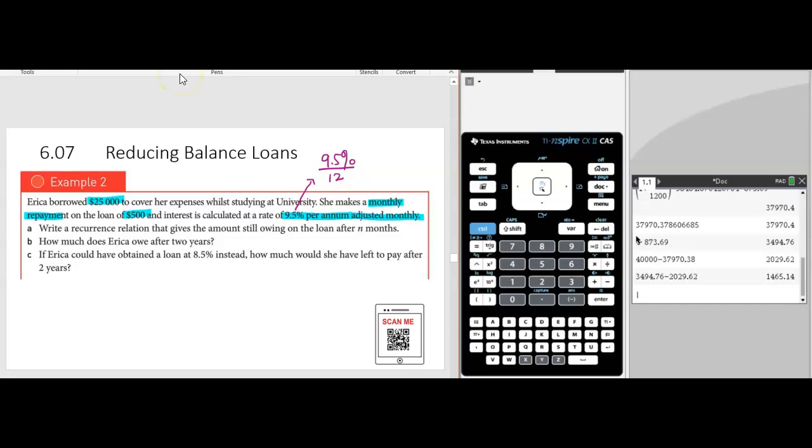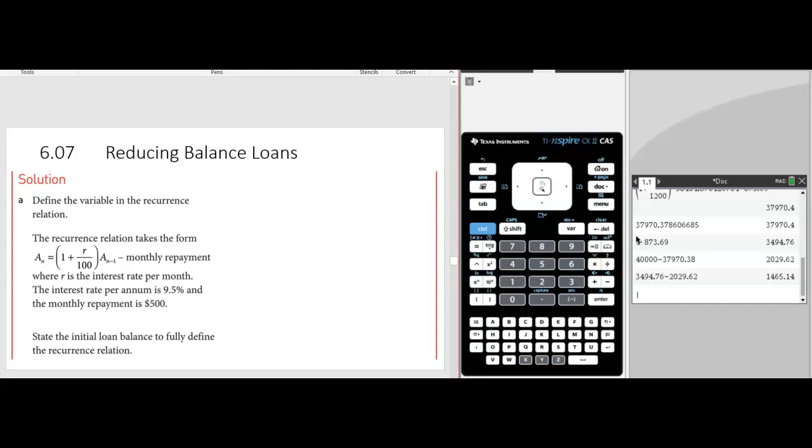Now for section A, they want you to write the recurrence relation that gives the amount still owing on the loan after n months. Now let's look at how to solve A. Find any variable that you want to represent it. You can use any alphabet, so I'll just choose A_n. What does A_n mean? A_n means the amount still owing after n months.